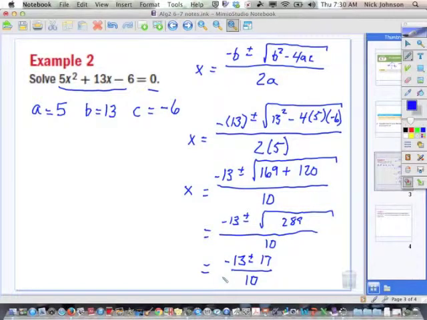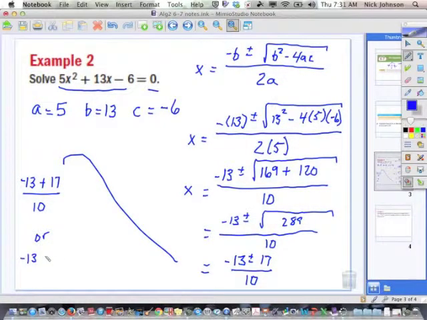So now here's where you get your two solutions. This comes out and says negative 13 plus 17 divided by 10, or negative 13 minus 17 divided by 10 is where I'm getting my two solutions. So negative 13 plus 17 is 4 over 10, which is the same thing as 2/5. And negative 13 minus 17 is going to give me negative 30 divided by 10, which is negative 3. So where this parabola crosses the x-axis is at 2/5 and negative 3.